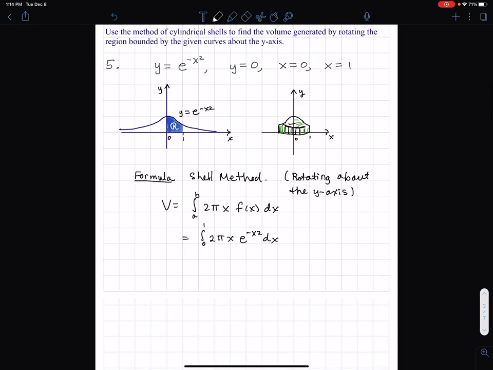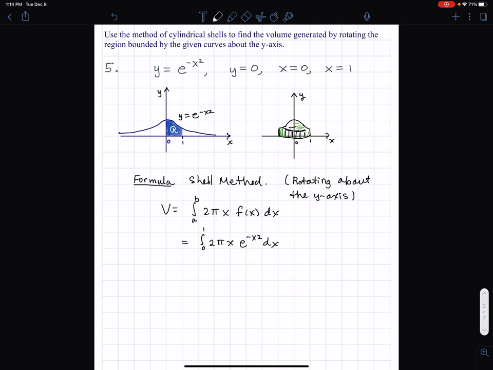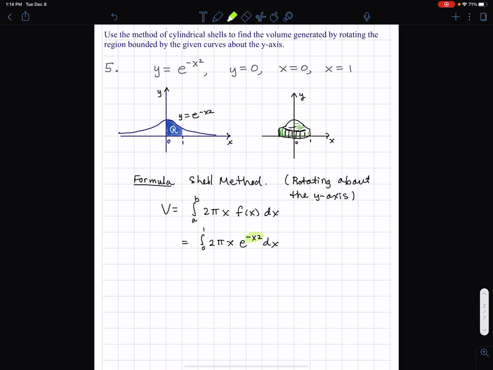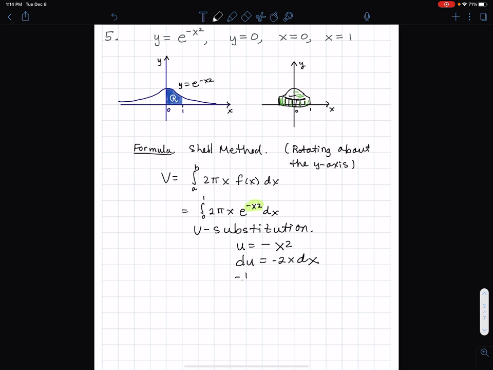Part of why this is an interesting problem is that to integrate, we'll have to use u-substitution. So it's a good problem to go over. I'll let u equal negative x squared, and I take the derivative and get negative 2x dx. So du equals negative 2x dx, so negative 1/2 du equals x dx.